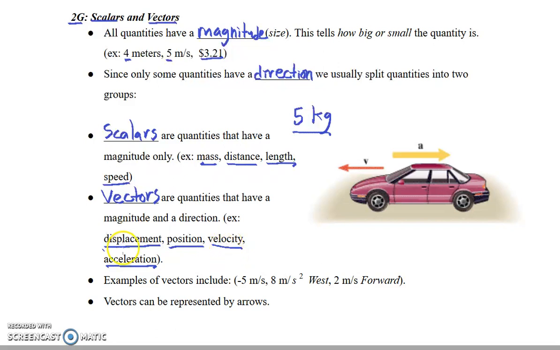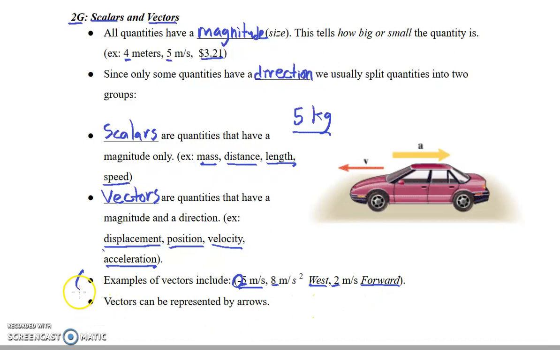So the next thing would be to look at some examples of vectors. How might you see them? So 5 meters a second, or negative 5 meters a second, the negative is the direction, the 5 is the magnitude. 8 meters a second squared, west would be the direction, 8 would be the magnitude, and 2 meters a second forward. 2 would be the magnitude, and forward would be the direction. So again, all of those are vectors because they have size and a direction.